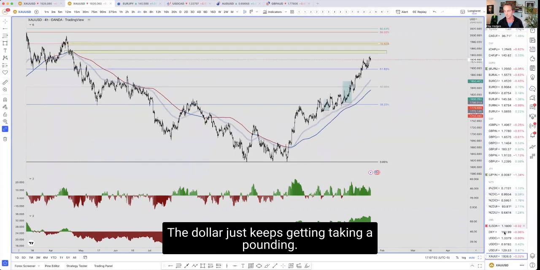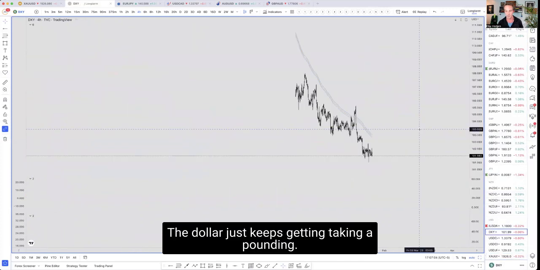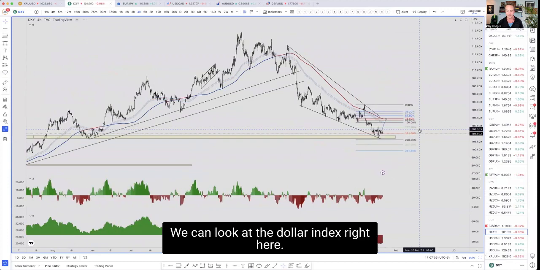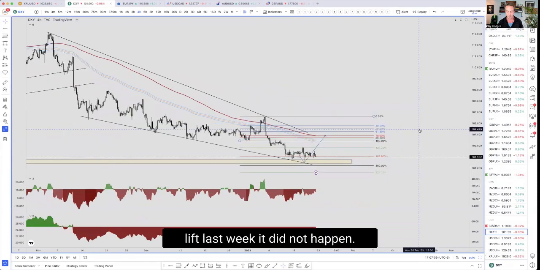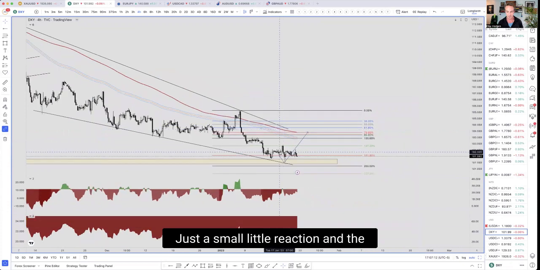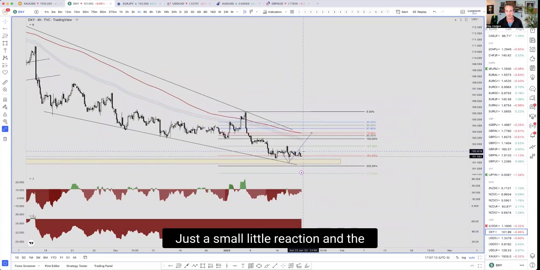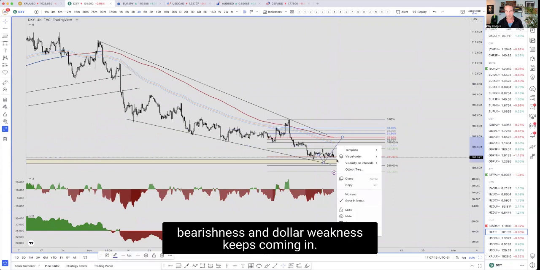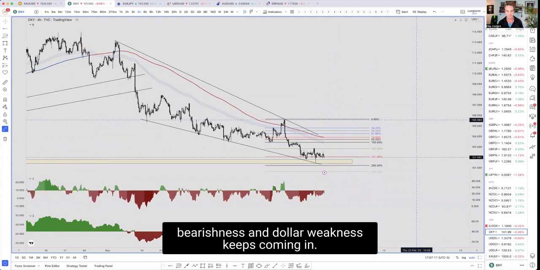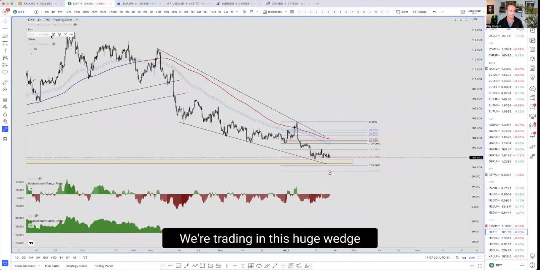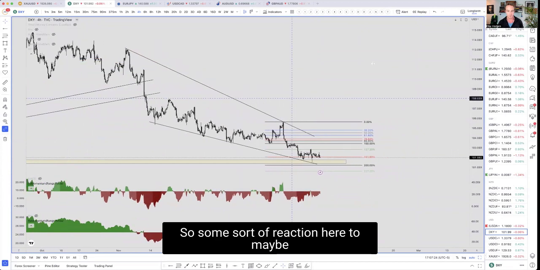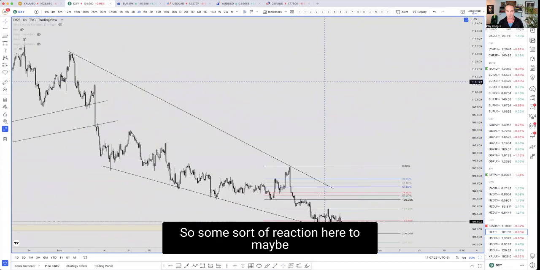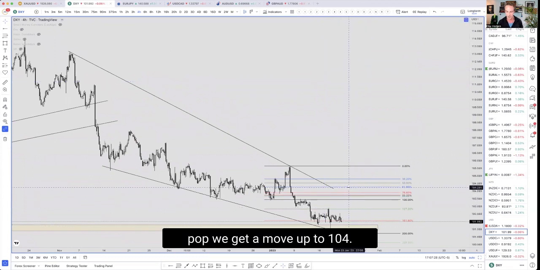So the dollar just keeps taking a pounding. We can look at the dollar index right here. I thought maybe we would get a lift last week. It did not happen, just a small little reaction. The bearishness and dollar weakness keeps coming in. We're trading in this huge wedge right now for the dollar. So some sort of reaction here to maybe pop, we get a move up to 104.